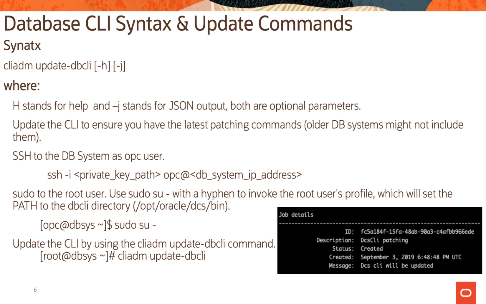In order to use it, you need to SSH to the database system as the opc user, and as I said, you also need to sudo to the root user because root is going to use these database CLI commands. For logging in, you will use ssh -i private key opc@db system IP address, and then you can do sudo su - that will take you to the root prompt. As the root user, you would be able to update the CLI by using the cli-adm update-dbcli command.